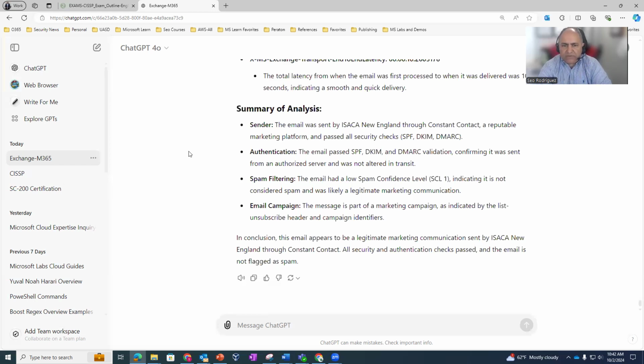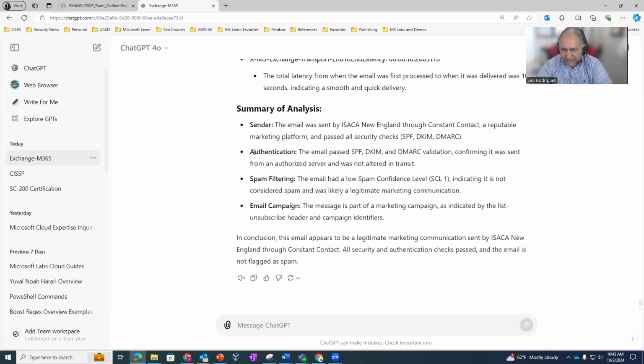So if you are an executive, if you are a cybersecurity professional, if you just want to know exactly whether this is legit or not, you don't need to go through all those hoops over there. That's for us, the engineers, to do a more in-depth analysis. But if you come to this summary, it says the email was sent by ISACA New England through Constant Contact. We just talked about that, which is a reputable marketing platform and passed all security checks. So it passed SPF, DKIM, and DMARC. So most likely, almost 100%, this is a legit email.